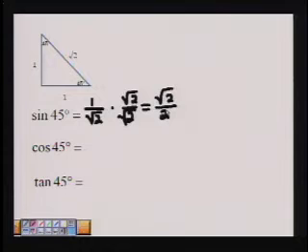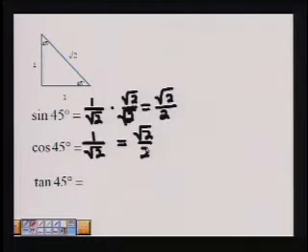2. Now let's look at the cosine. Cosine is the adjacent side over the hypotenuse, which again can be written as radical 2 over 2. The tangent is the opposite side over the adjacent side, and 1 over 1 is just 1.